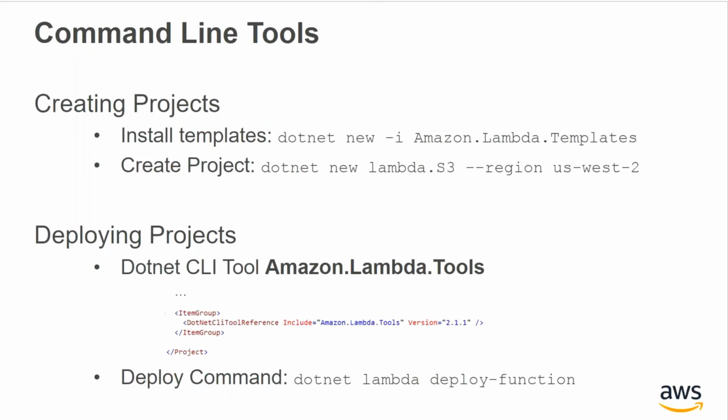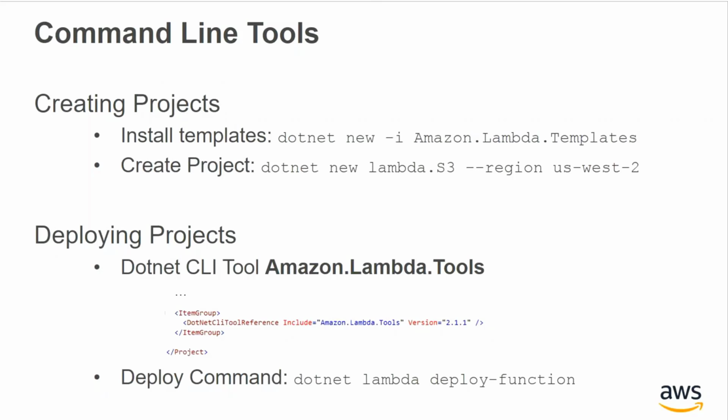If you're not a Visual Studio user, you can also use the tooling that we've added for the command line. All of the projects that you'll see us create in Visual Studio, you can also do from the command line with the .NET New command. To install those templates, you'd run .NET New -i for install, Amazon Lambda templates, and that'll install all the projects. And then to create an actual project, you would run .NET New, the name of the project, and then you could specify the region you want the project configured for.